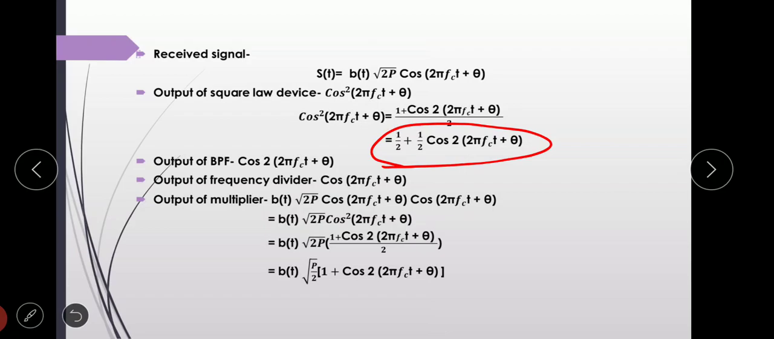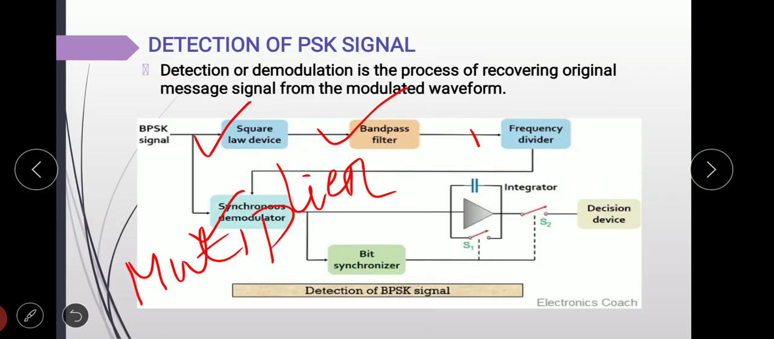This signal passes through the band pass filter, and the band pass filter removes the DC level, that is 1 by 2, and at the output, after removal of this 1 by 2, only this much we get. So cos 2 into (2 pi fct plus theta) at the output of the band pass filter. Then the output of the band pass filter is given to the frequency divider. Here the frequency divider divides by 2.